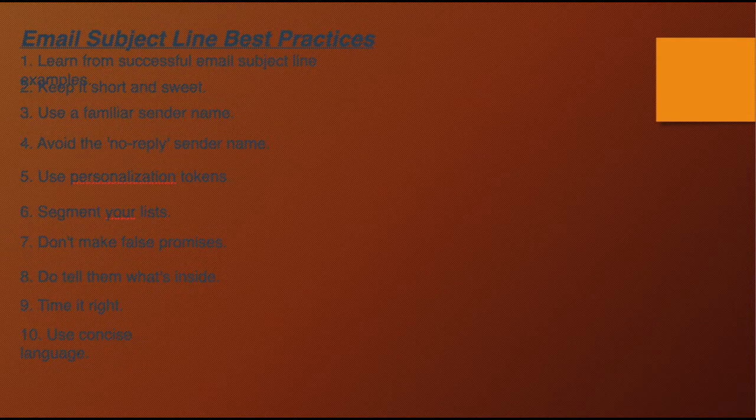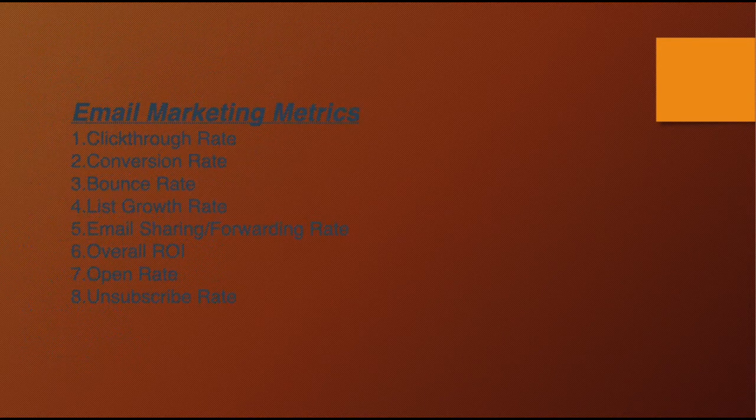Third, use a familiar sender name. Fourth, avoid the no reply sender name. Fifth, use personalization tokens. Sixth, segment your lists. Don't make false promises and do not tell them what's inside so that they need to click through to open that email. Ninth, time it right. Tenth, use concise language so that everyone understands what is in it for them.